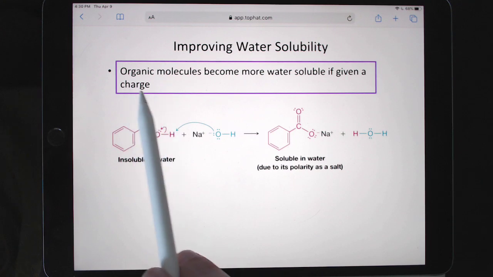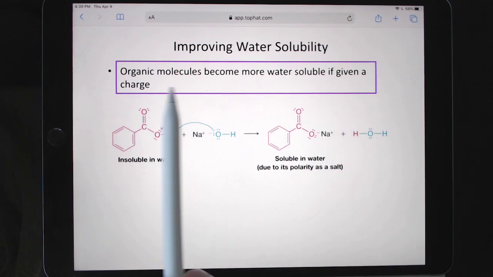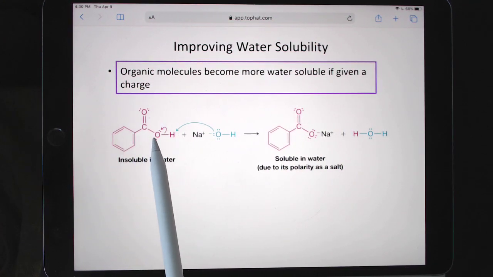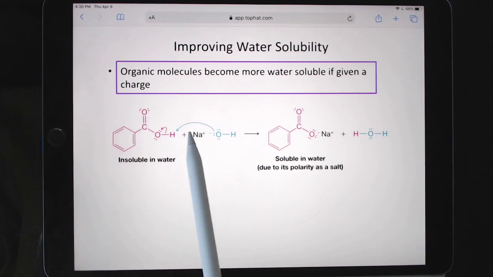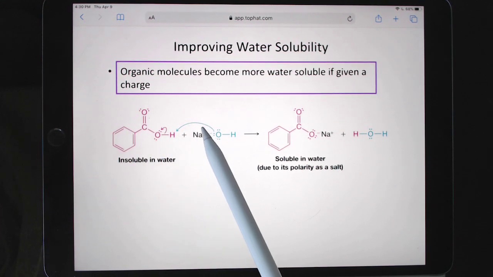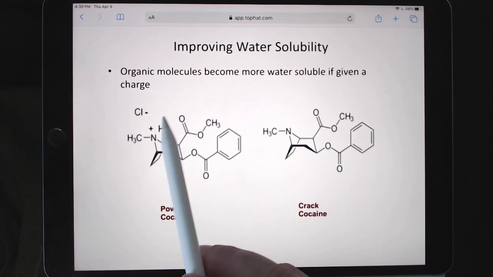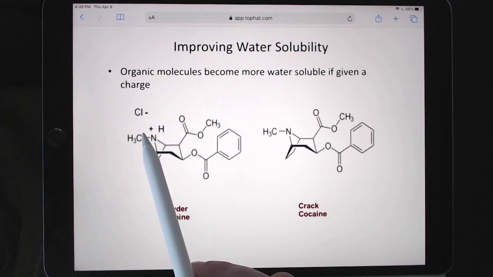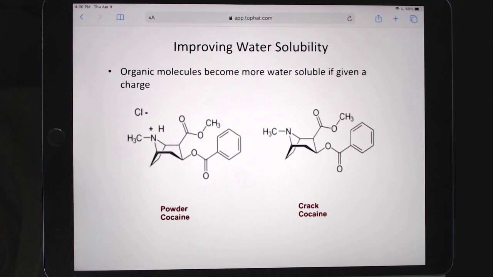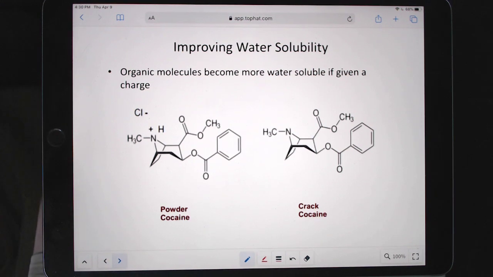Now, in order to make a molecule more soluble, you can give it a charge. If it has a carboxylic acid or something acidic, you can add base to give it a negative charge. The other thing you could do is, if it has amines in it, you could add HCl, a little bit of acid, to give it a positive charge. This is a very common strategy. So if you have a molecule and you want to make it more water soluble, you give it a charge.